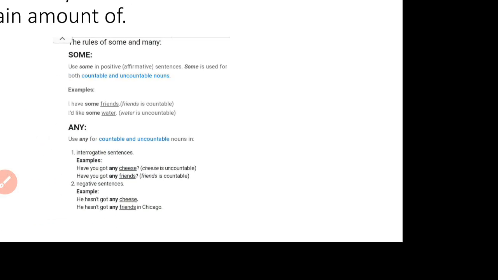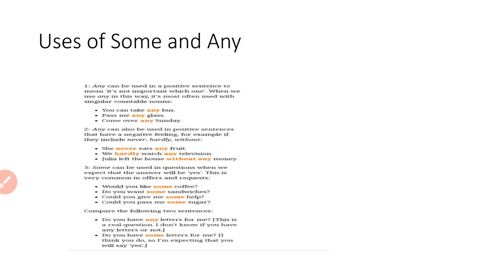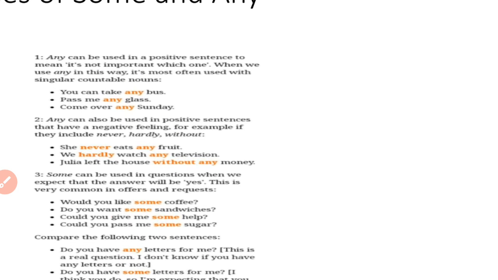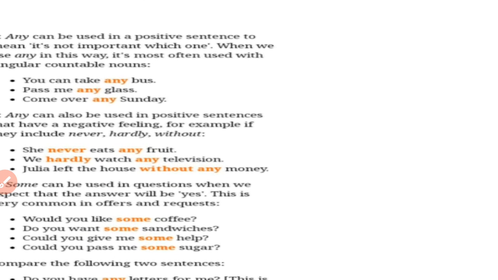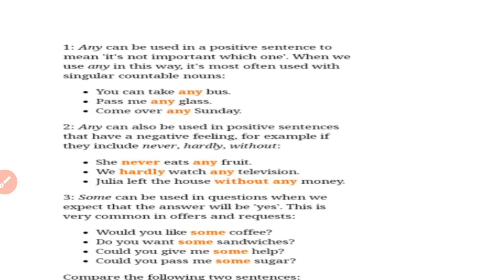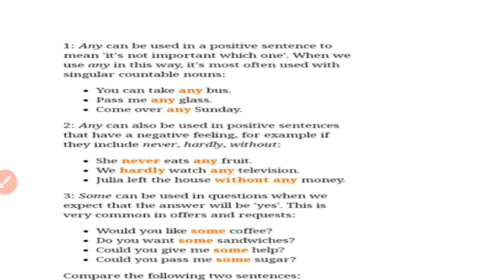Now I will tell you some more uses of some and any. As I said, we use some in affirmative sentences, but any can be used in a positive sentence to mean it is not important which one. When we use any in this way, it is most often used with singular countable nouns. Like here, you can take any bus. तुम कोई भी बस ले सकते हो. So here, any bus.